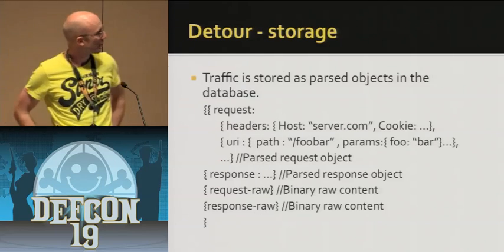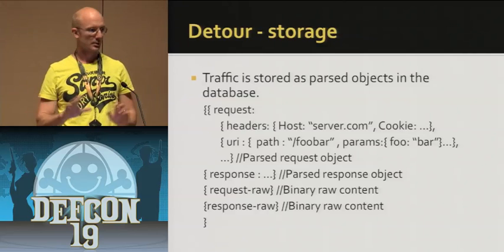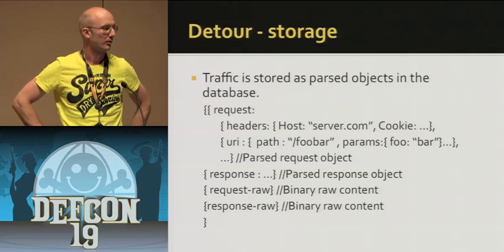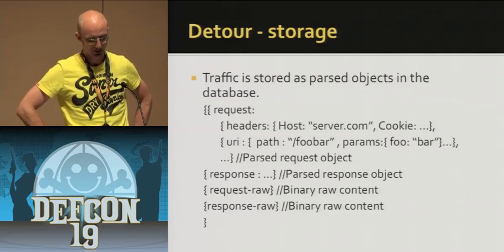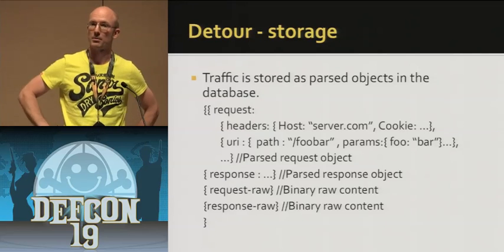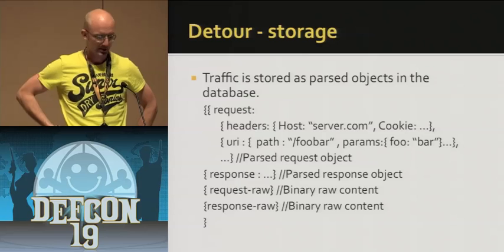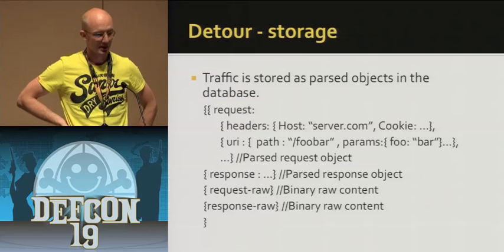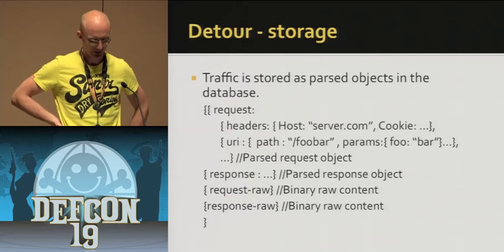I'll still make a demo, but before I do that, I'd like to spend a little bit more time on the core of the data filter, which is the data that has been stored inside MongoDB by the proxy. So the traffic is stored as parsed objects in the database. And what does that mean for us?